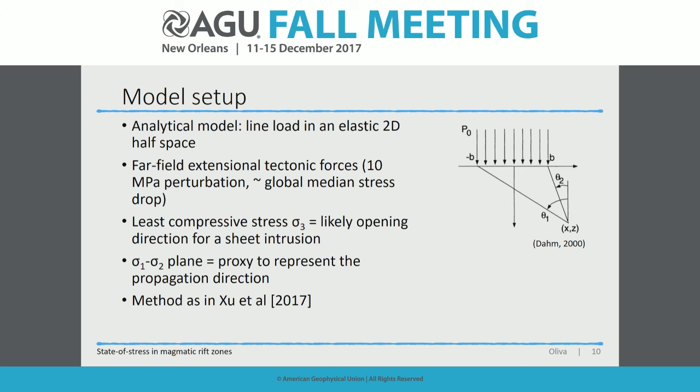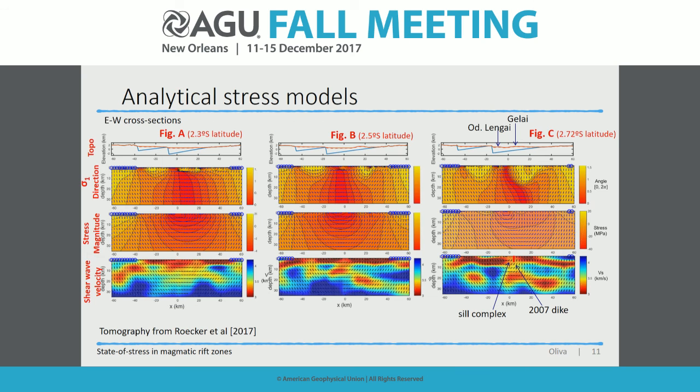And we then model the principal stress directions, where sigma 3 can be taken as a likely opening direction for a sheet intrusion. If we visualize it that way, we can take sigma 1 and sigma 2 to be where the sheet intrusion would be, or the direction where it might propagate. So we take sigma 1 as a proxy to figure out the preferred direction for an intrusion.